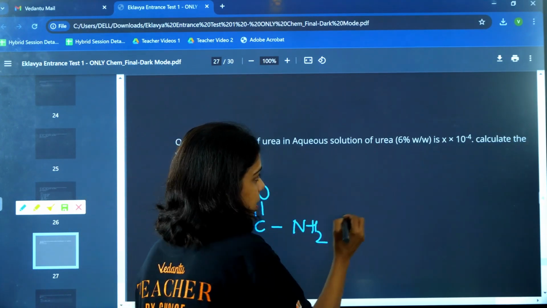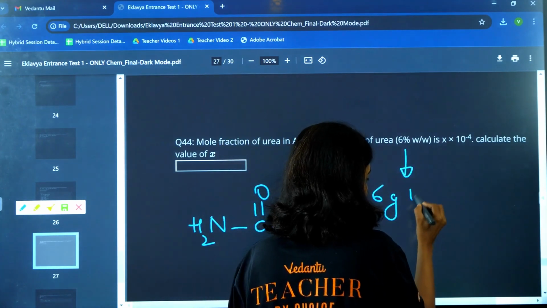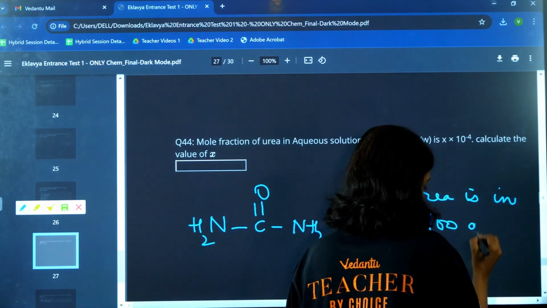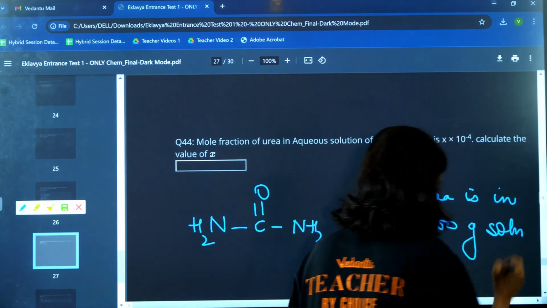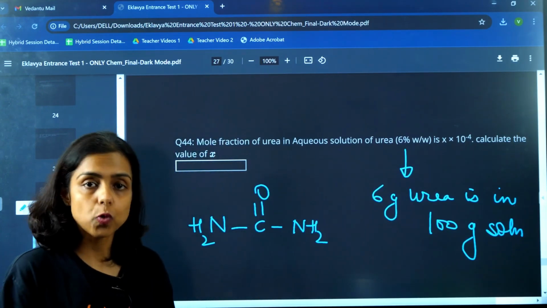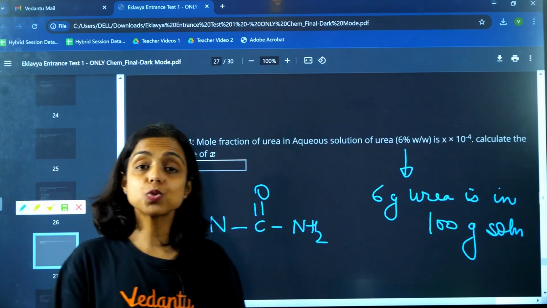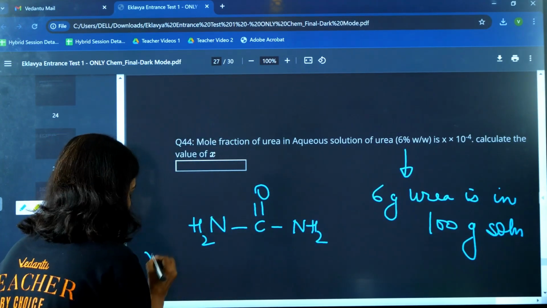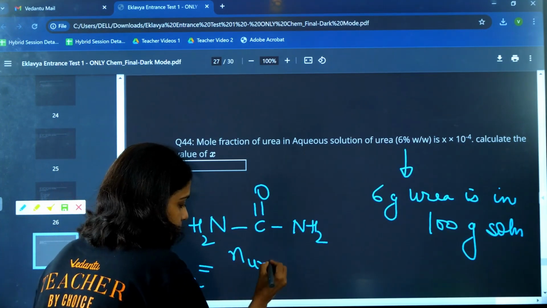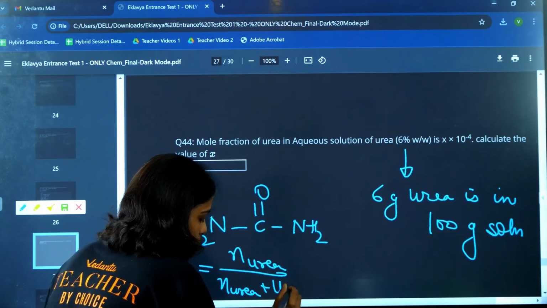What does this mean? 6% W by W. That means 6 grams of urea is present in 100 gram of the solution. If you take 100 gram of solution, your 6 gram is urea. Rest 94 gram is water, because it is an aqueous solution, which is already mentioned here. And you are supposed to calculate the mole fraction of urea. So pretty simple. Moles of urea divided by moles of urea plus moles of water, right?